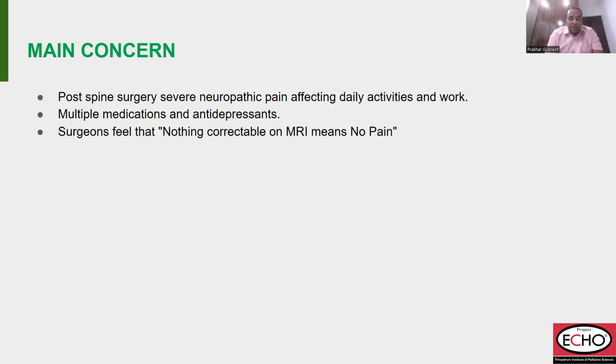So the main concerns are that she has post-spine surgery, severe neuropathic pain, which is affecting her daily activities and work. She's on multiple medications and antidepressants. And the surgeon's logic is that there's nothing correctable on MRI, so they are doubting how much pain she's actually having. That is why they have referred her to the pain physician.